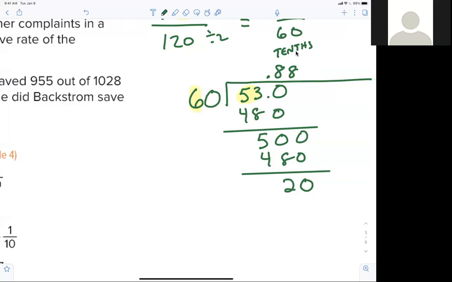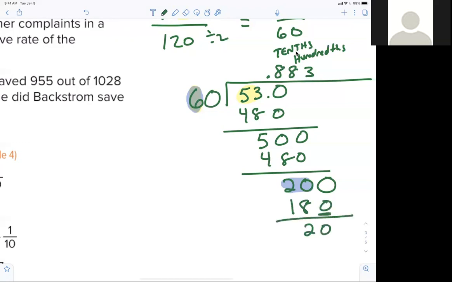Bring down another what? 0. So now this is the hundredths. I've got one more space before I get to the thousands. So how many times does 60 go into 200? Now remember, 6 goes into 20. How many times? 3. Perfect. So 3 times 60 is what? Yes. Don't forget a what at the end.